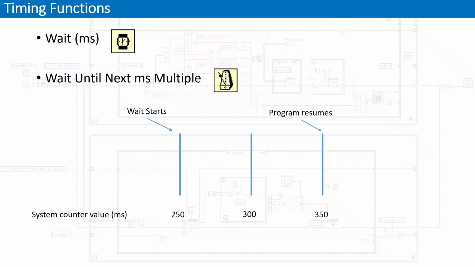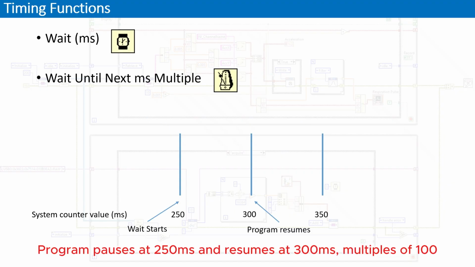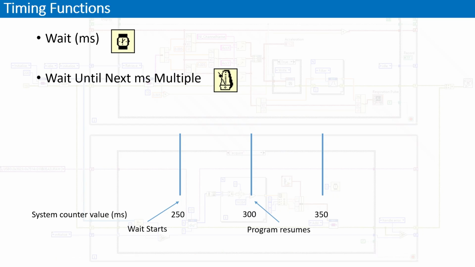The second function, wait until next millisecond multiple, works differently. When you provide a value, say 100, it aligns the wait with the system timer, which counts milliseconds from a reference point. The function times out when the timer reaches the next multiple of the input value. This approach is useful for synchronizing multiple loops because the timing is based on the system clock rather than arbitrary delays.